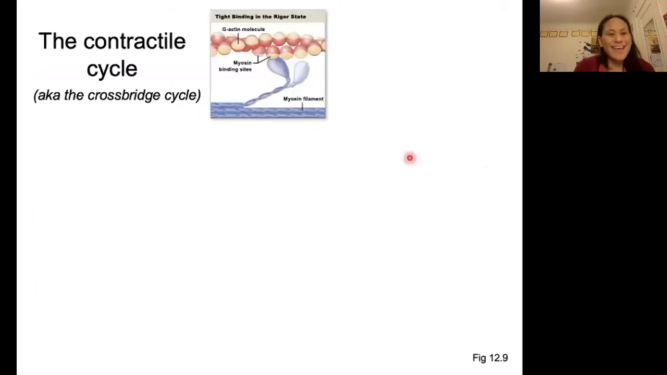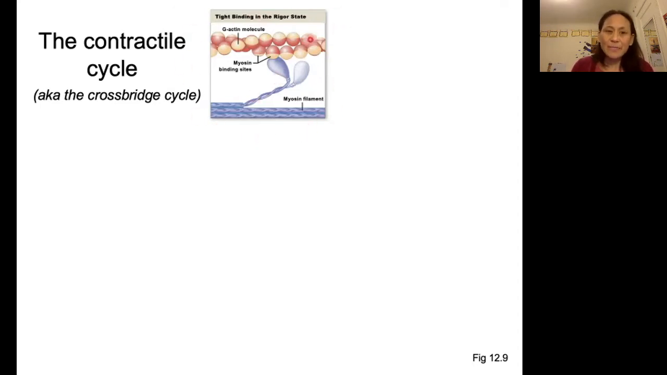So the set of molecular events that allows the thick and thin filaments to slide past each other is called the contractile cycle or the cross bridge cycle, okay? As you might guess from the name cycle, it is a repeating cycle of events, okay? So we are just going to start here in that cycle.